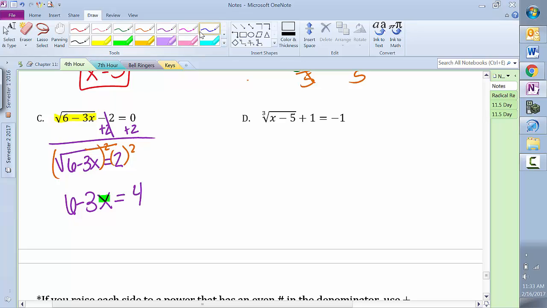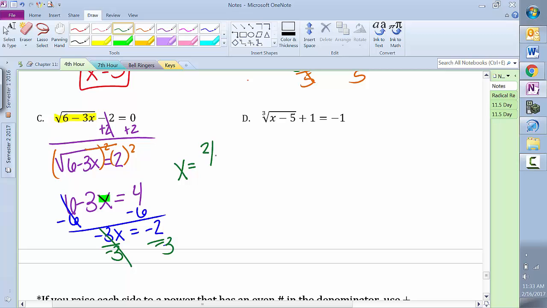So what did you do first? Some of you are still working, so wait. Subtract the 6. That's okay. So you get -2. Please know it's okay to get fractions. Or decimals. From here, I would divide by -3. So x is going to equal 2/3.